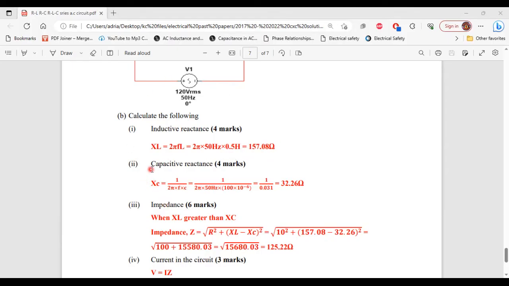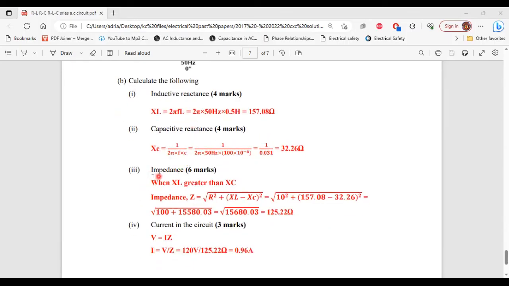Part 2, capacitive reactance. So capacitive reactance XC is equal to 1 divided by 2 pi times the frequency times capacitance. That will equal 1 divided by 2 pi times 50 hertz times 100 times 10 to the negative 6. That will give us 1 divided by 0.031. That will give us 32.26 ohm. All right, so let's move on to part 3.